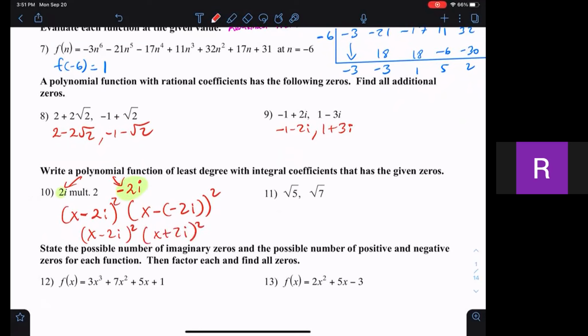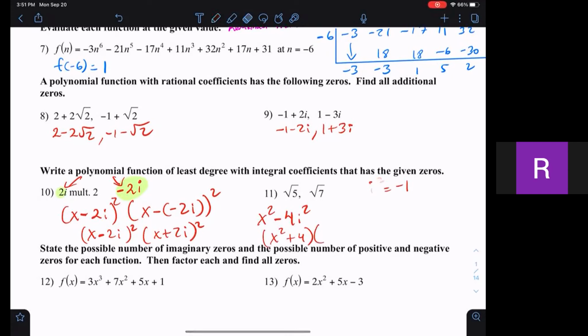So now you need to square this, right? So the first one is going to be x squared minus 4i squared. So that's going to be x squared, negative i squared, if you remember, it's -1, right? So that's going to be plus 4, right? And then you have this guy, right?